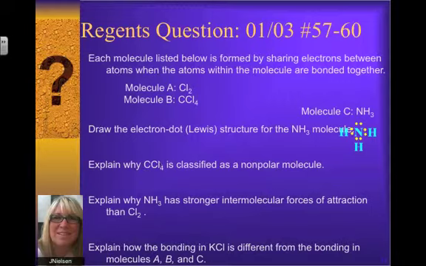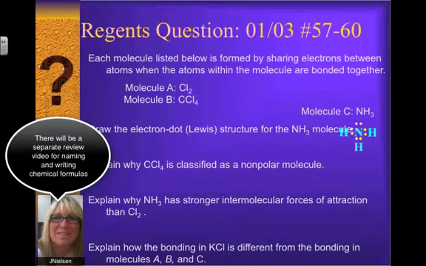Explain why CCl4 is classified as nonpolar. Well, if you draw CCl4, you'll have a C in the middle with 4 Cl's, north, south, east, west. So your electrons are distributed equally. It is symmetrical.